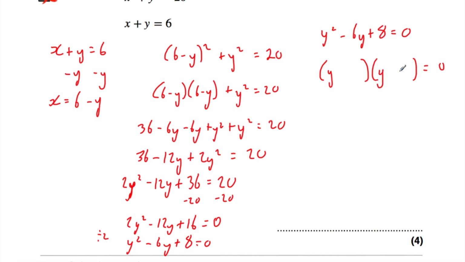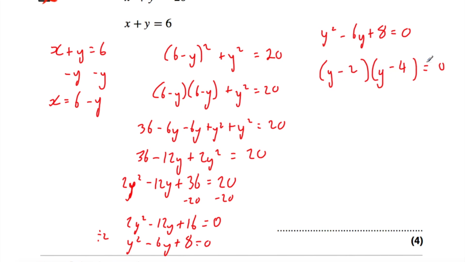Now we want to find two numbers that multiply together to be 8 and add together to be minus 6. So I'm thinking minus 2 and minus 4, because minus 2 times minus 4 is 8, negative times a negative is a positive, and minus 2 plus minus 4 would be minus 6. So we've now got y minus 2 bracket y minus 4 equals 0. And let's just check that. Y times y is y squared. Y times minus 4 will be minus 4y. Minus 2 times y will be minus 2y, so that's minus 6y altogether. And minus 2 times minus 4 would be plus 8. So that's fantastic.